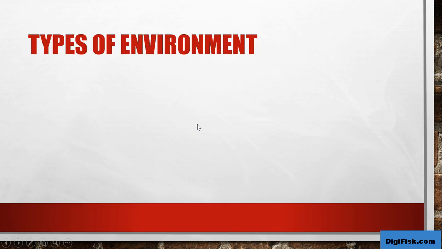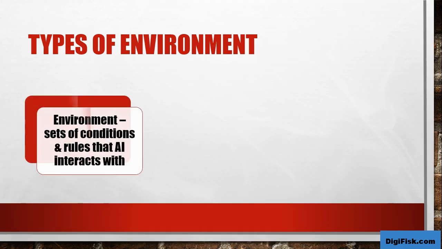Welcome to this lesson. In this lesson, we'll be looking at the types of environments. In the last few examples, we looked at different examples of AI in the real world. In each of those examples, we mentioned an environment. So what's an environment? It's the set of rules and conditions that the AI interacts with.